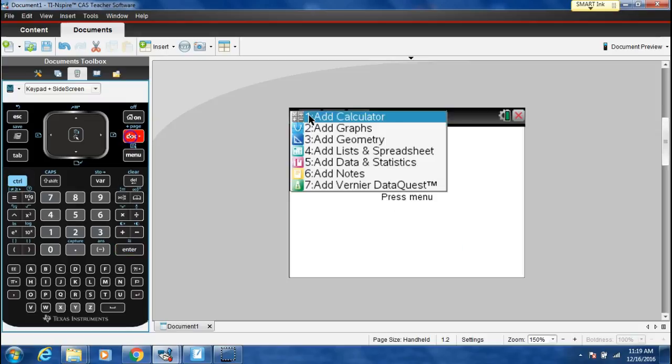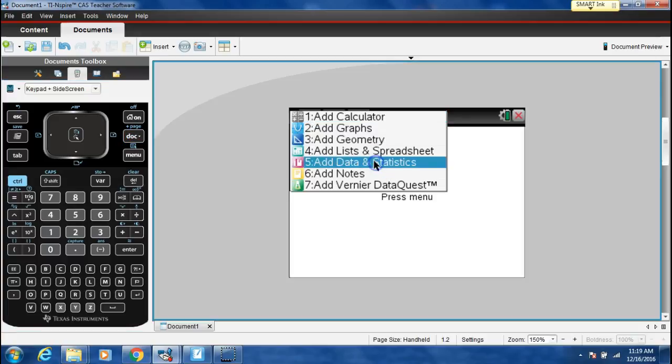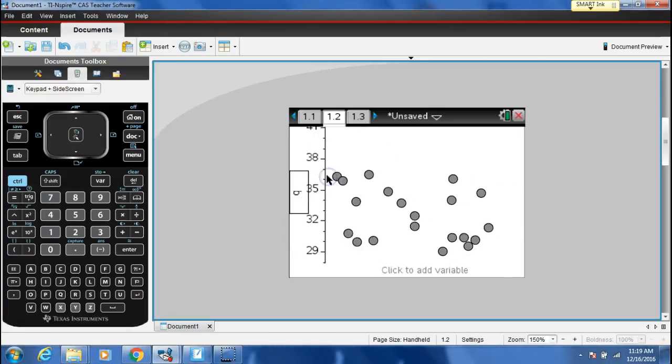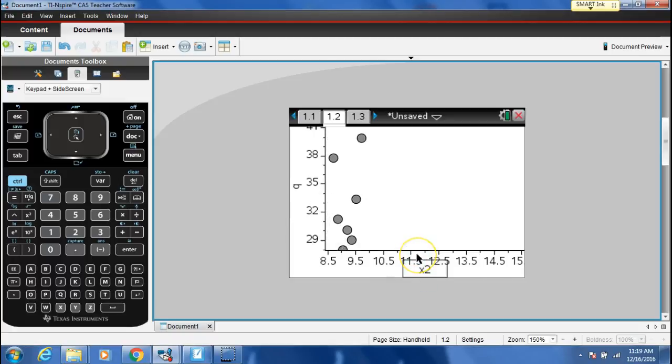Make me a spreadsheet now. Or, excuse me, a scatter plot now. Now my vertical is going to be Q, and my horizontal is going to be X2. And I want to do the quadratic regression on that one.